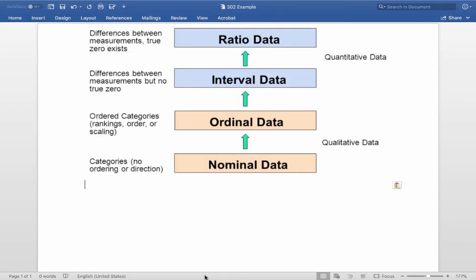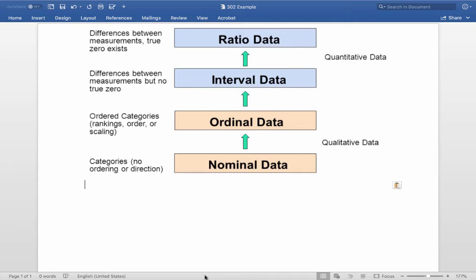So again, remember, each step has everything from the ones below it, but something added to it, right? So ordinal has the nominal factors of categories, but they're ordered, right? Just as interval has ordered categories as well, but the differences between the measurements have some sort of measured difference. That's why it's called interval, because it has values of equal intervals, right?